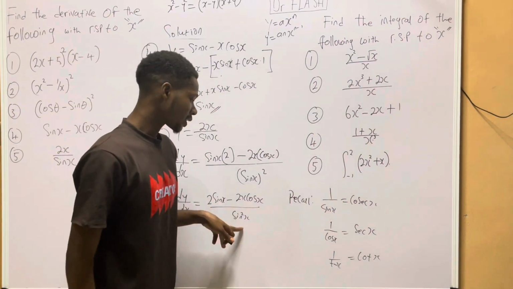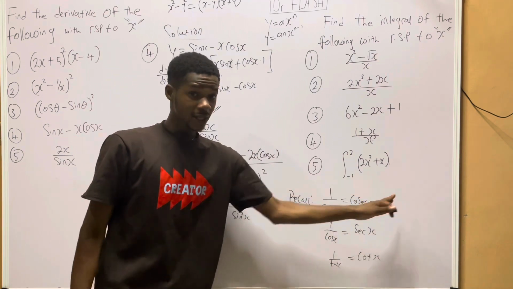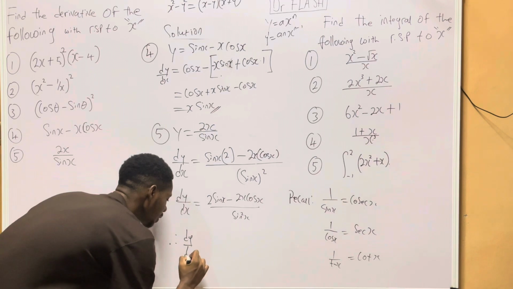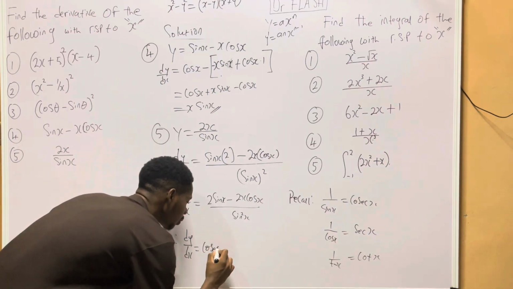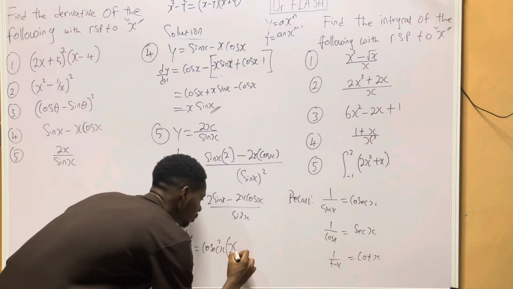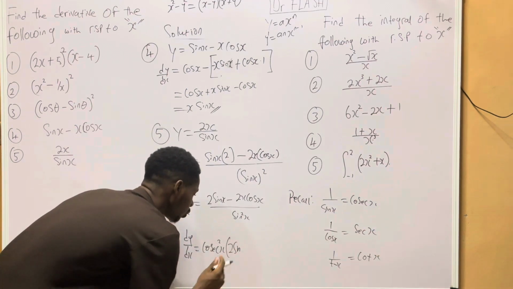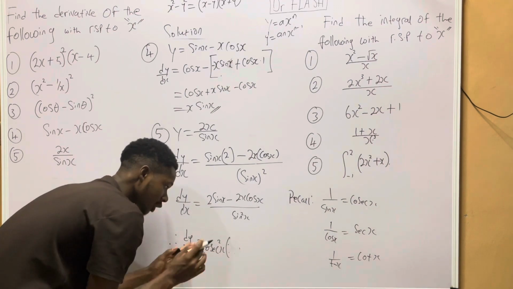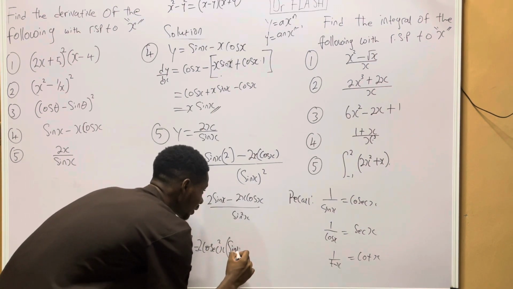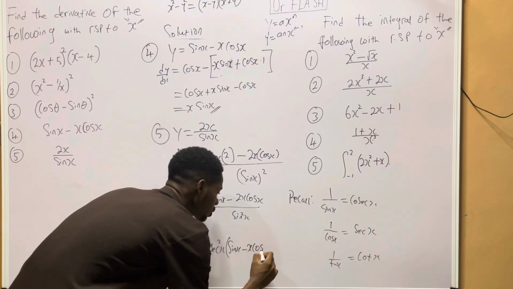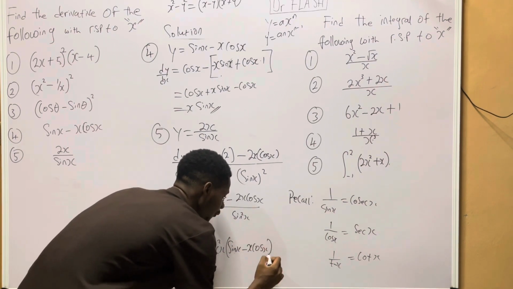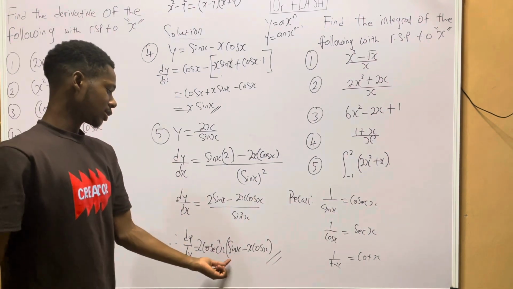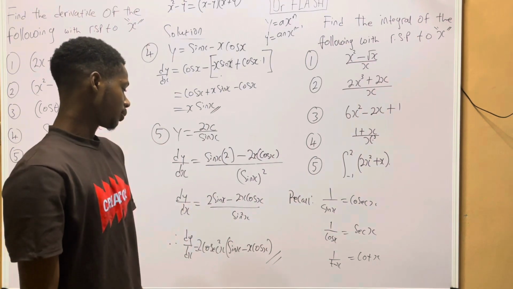So if I have 1 over sine squared x, it should be what now? Cosec squared x. So I'm multiplying this whole stuff by cosec squared. Therefore, dy over dx will be equal to cosec squared x multiplying 2 sine. We can just factorize out this 2. So we have 2 cosec squared x multiplying sine x minus x cosine of x. So that should be the final answer. dy over dx gives us 2 cosec squared x times sine x minus x cosine of x.